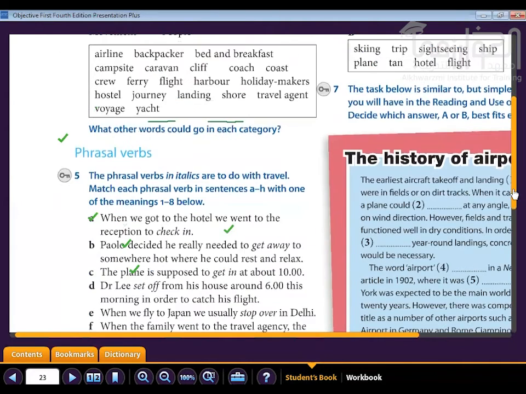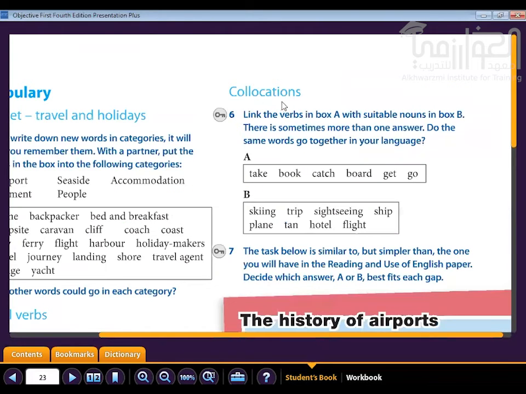Now let's move to the activity. We will look at this activity next. This is about collocations. And when we say collocation, we mean words that are used together, words that go together. So, for instance, we have the word quick. Quick is the same as fast, but we don't say quick food. We say fast food.